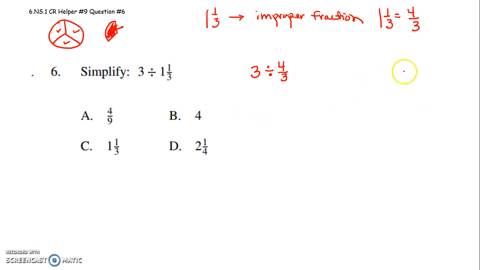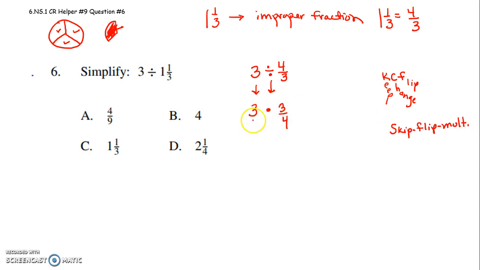Now you can do your keep, change, flip, or skip, flip, multiply. So that's what I'll do. I'll keep my first number. I'll change my division to multiplication, and I'll flip over that second one, 3 over 4. Some people call it keep, change, flip. Some people call it skip, flip, multiply. Who knows, but that's the method you could use.